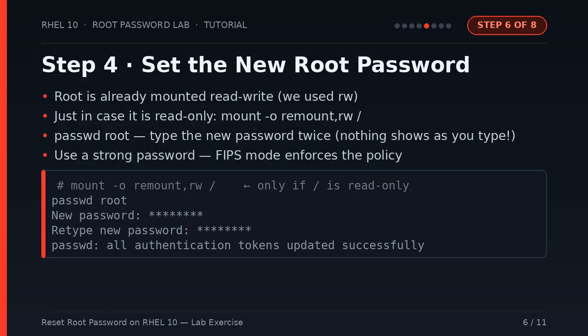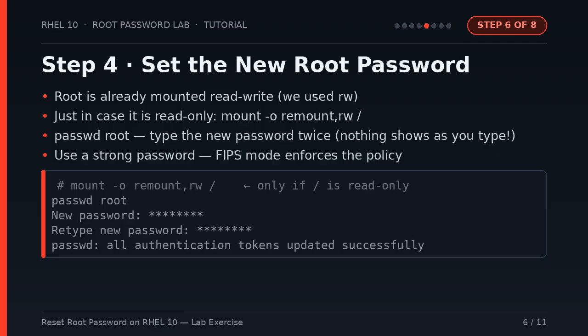Step 4. Set the new root password. Because we used rw in the kernel line, the root file system is already writable. But just in case, if you ever see that it is read-only, run mount -o remount,rw /. This remounts the root file system with write access.